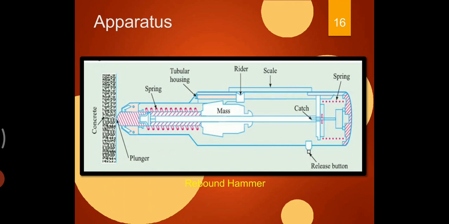This is the rebound hammer diagram. You see that here a spring system and a piston system are available. When we push these, what happens here? Tubular housing, spring, rider, scale, spring. With the use of the scale, the reading is directly shown as some value. Then that value is related with the compressive strength of concrete.